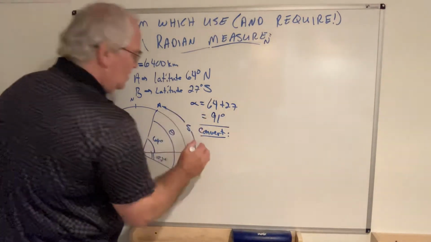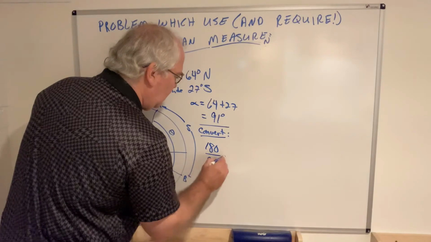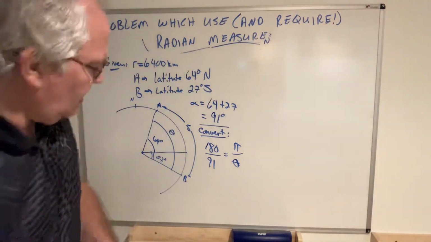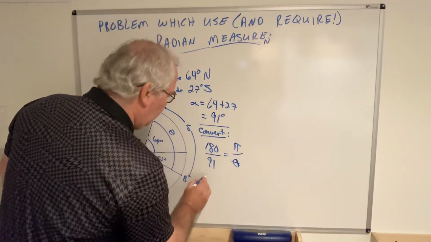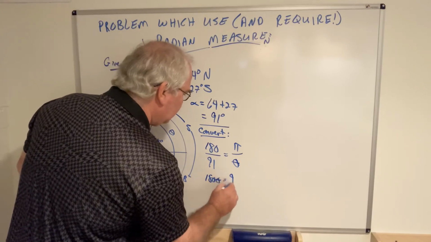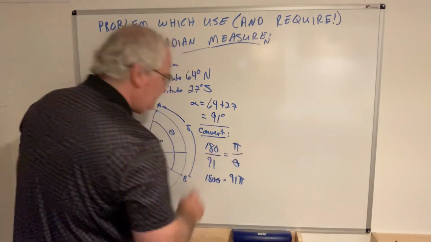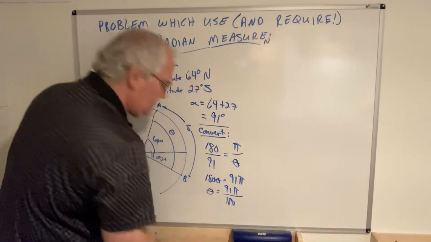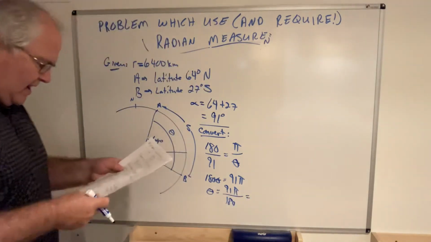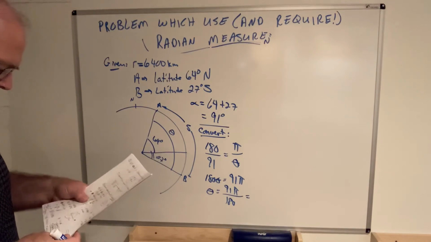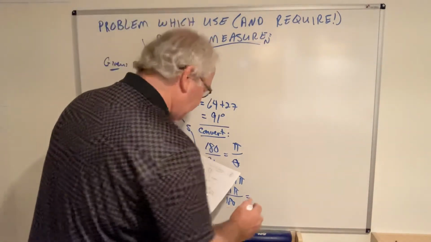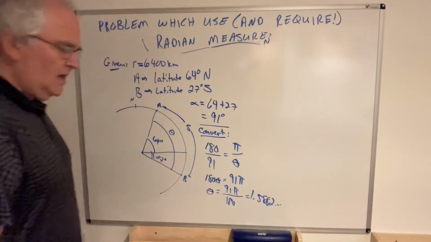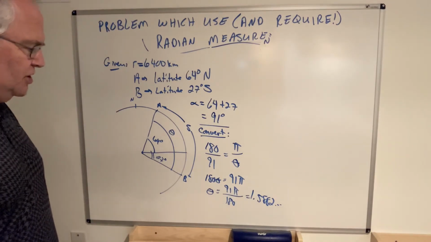Okay, so let's convert 91 degrees. We have 180 is to 91 as pi is to theta, which I don't know yet. So cross multiply: 180 theta is equal to 91 pi. And so theta is 91 pi over 180. And I have that worked out to be 1.5882, yada, yada, yada. Again, leave that in your calculator. Leave that in your machine.